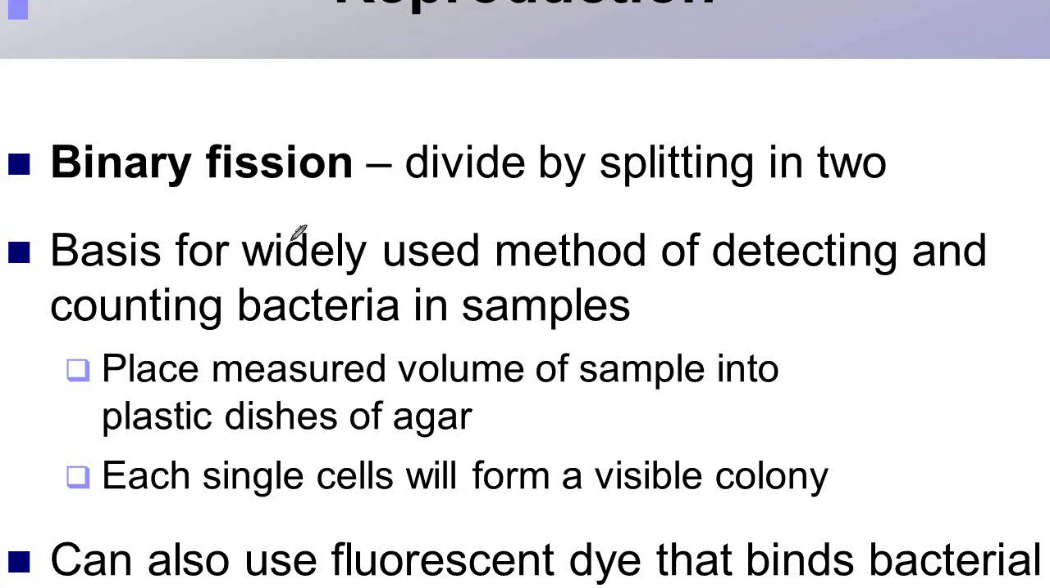Now, the binary fission process, the idea is that you start off with a cell, and then, of course, it splits in two. What happens to those two? They split into four, so on and so forth. Well, if that's the main way that bacteria reproduce, this then can be used as a method for detecting and counting bacteria in samples. So let's say you did a water sample. You're testing the Morganton municipal water supply. Well, what you would do is you would measure an exact volume of the water sample into plastic dishes of agar, and then come back a few days later after they've been cultured, very much like what you all are doing in lab right now, and you'll see colonies.